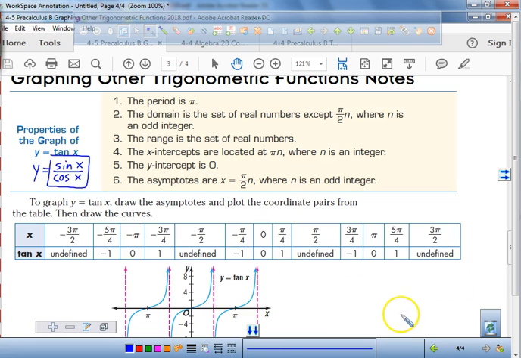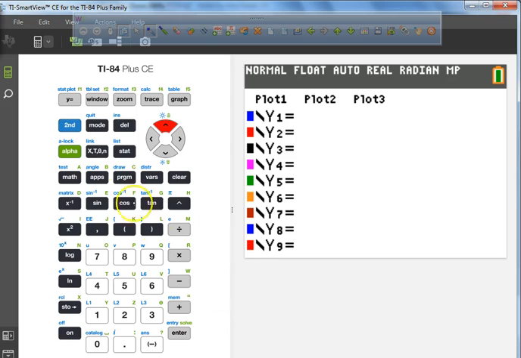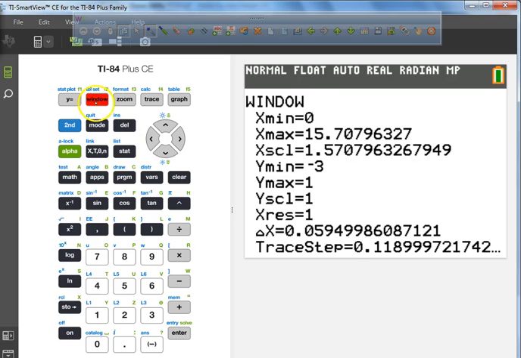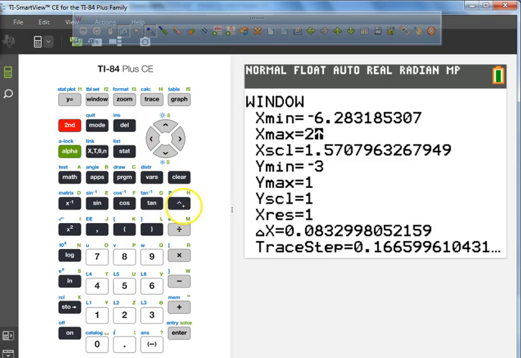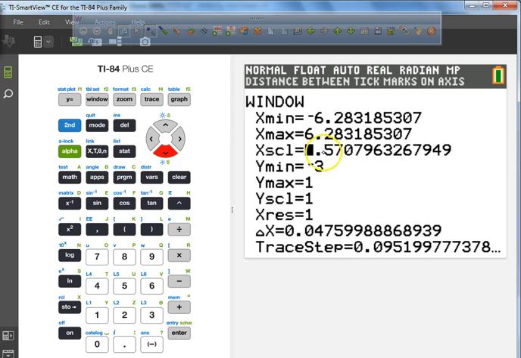Now, the next thing I'd like you to do is go to y equals. Okay? Go to y equals. We're going to type in tangent of x. But before you hit graph, go to the window button. I would like you to start at -2 pi and go to +2 pi. Please keep your x scale at pi divided by 2. So every single little tick mark on the x-axis is pi over 2 units.